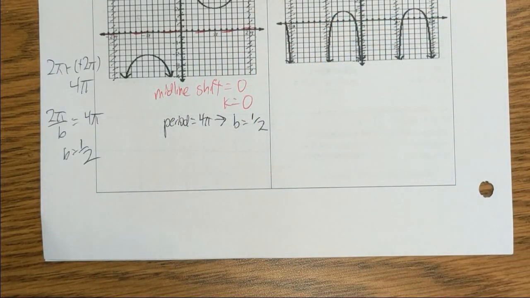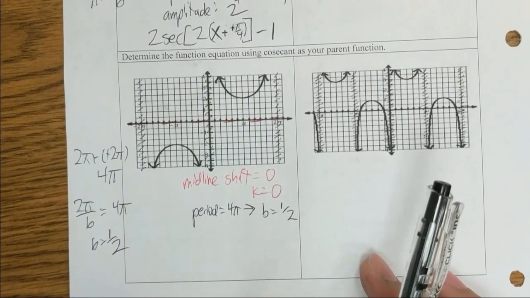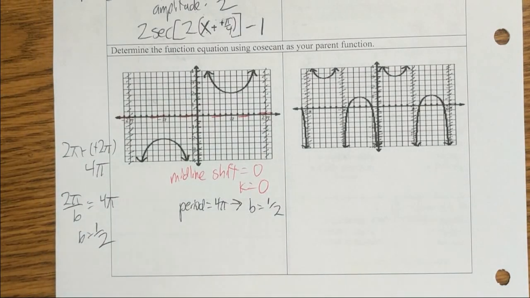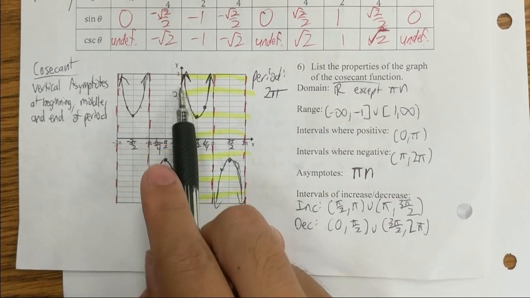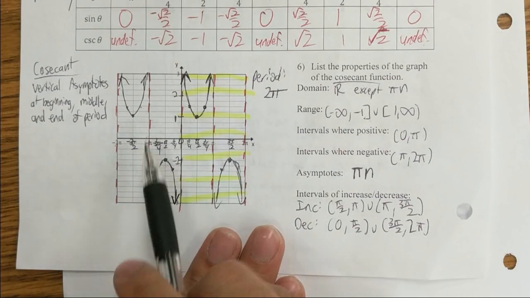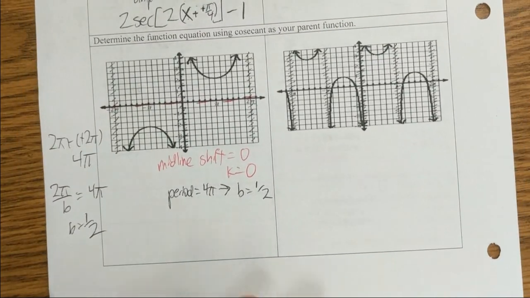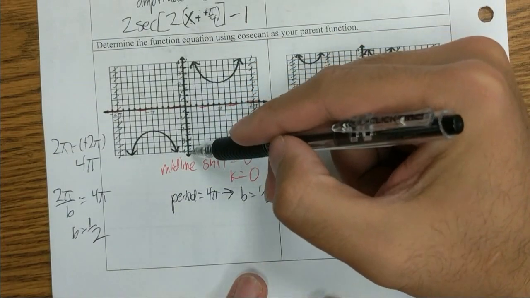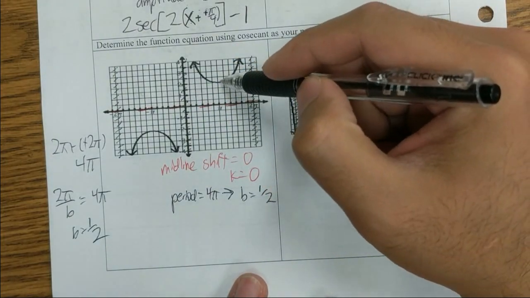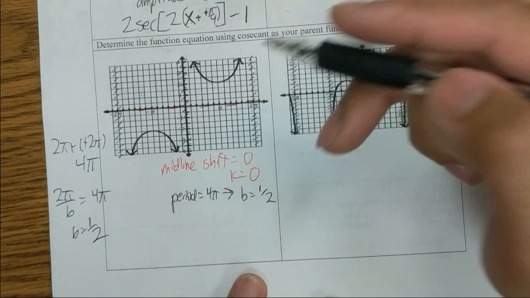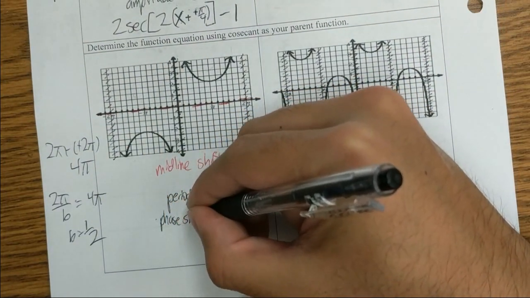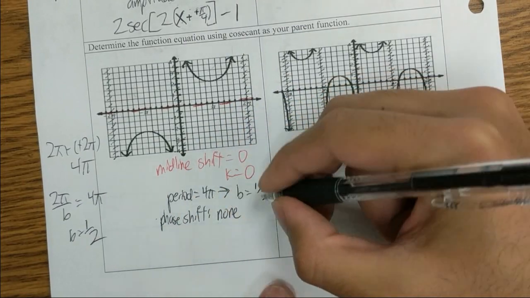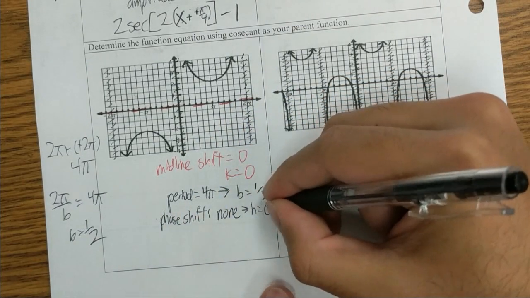Okay, what about a phase shift? So let's compare it to the parent cosecant function. Okay, so cosecant has a vertical asymptote at 0 with the upwards to the right and the downwards to the left. And that's exactly what we have here. Vertical asymptote at x equals 0, upwards opening to the right, downwards to the left. So this time there is no phase shift. So that means that h is 0.